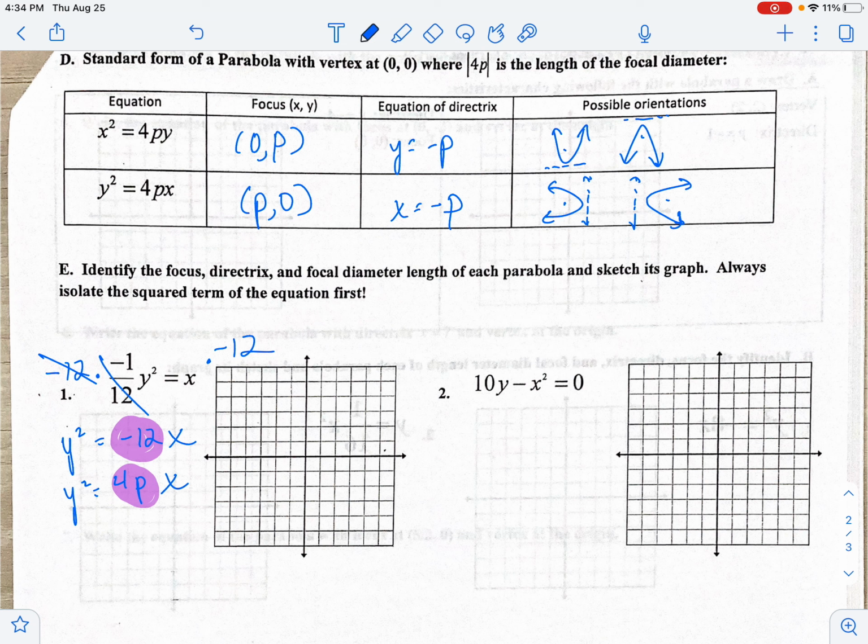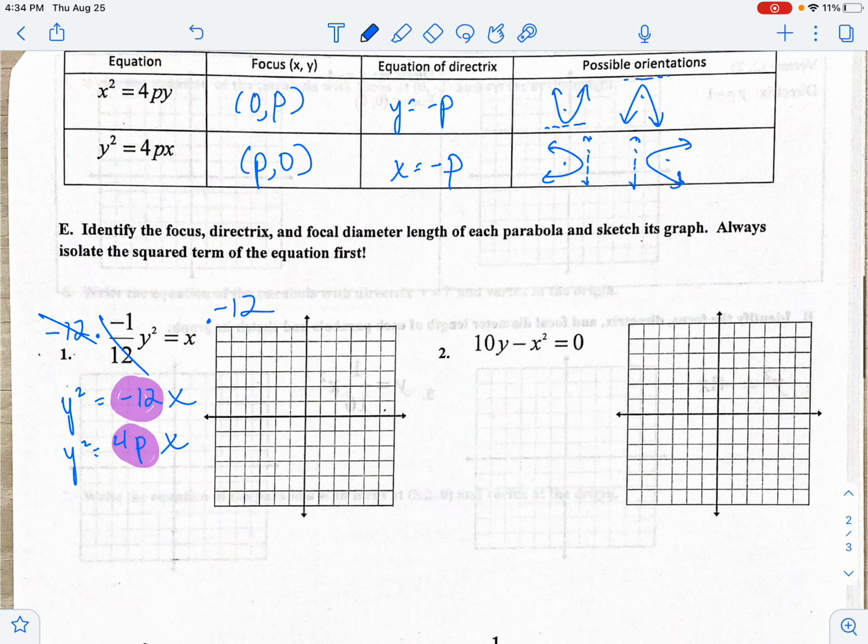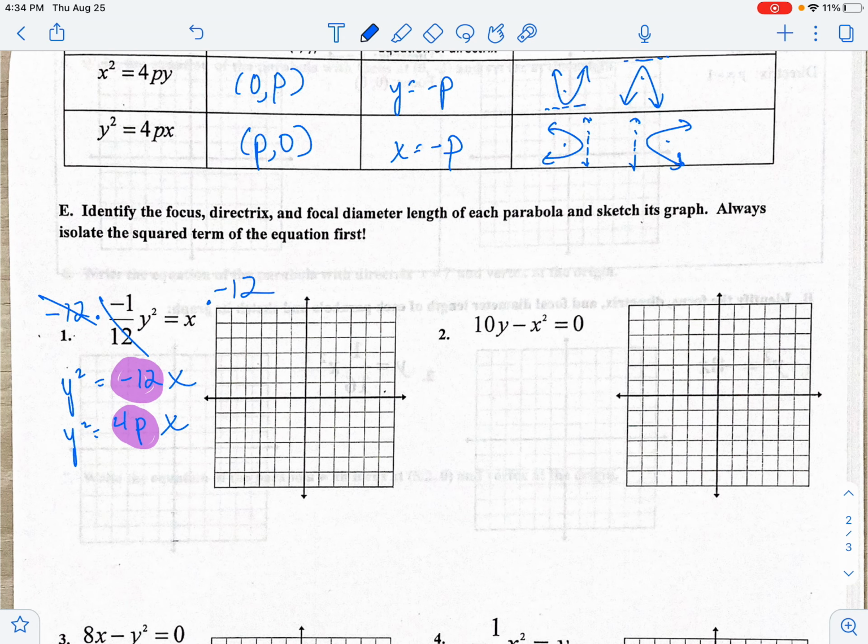Right? So my goal right now is to figure out what p is, because once I can figure out what p is, I can figure out the focus, and I can figure out what my directrix is. So let's figure out how we can figure out the value of p. Since 4p is pretty much the same as negative 12, I'm going to set those equal. I'm going to say 4p equals negative 12. And I solve for p using our algebra. So divide both sides by 4 to get rid of the 4, and you should get p equals negative 3.